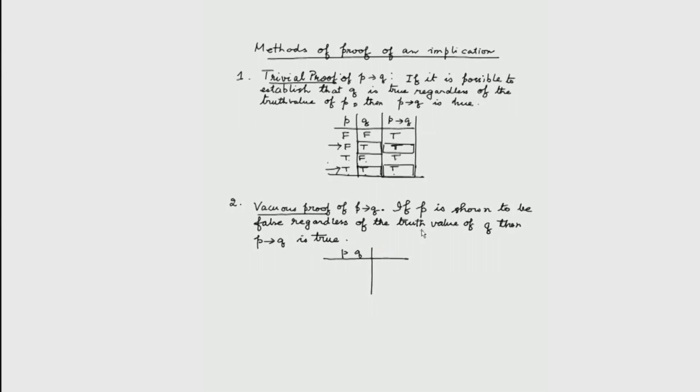We see this if we again look at the truth table of P implies Q. We see that this portion of the truth table says that P implies Q is true if P is fixed to F, that is P is false whatever be the values of Q.